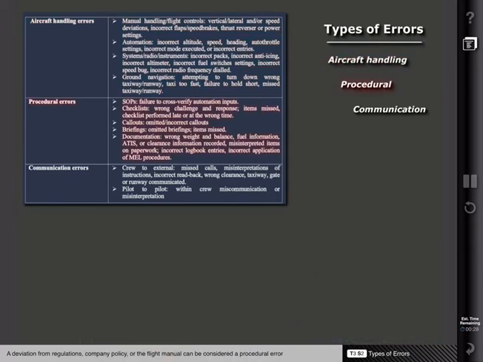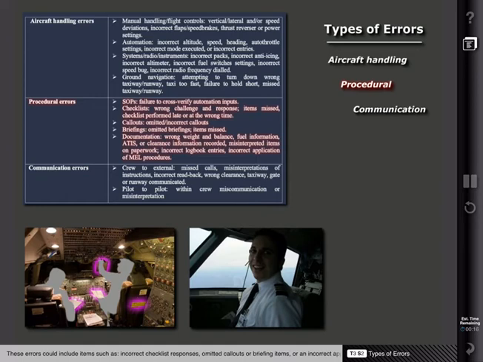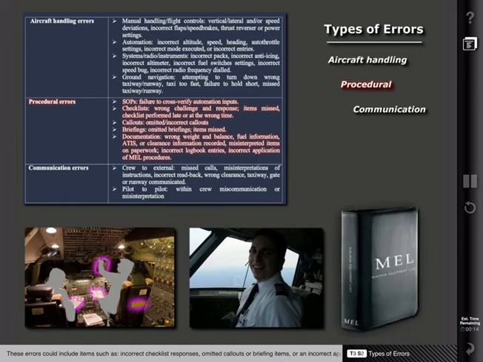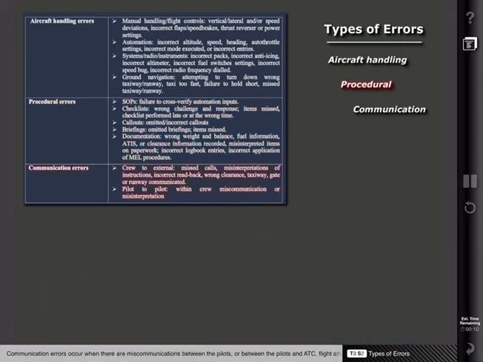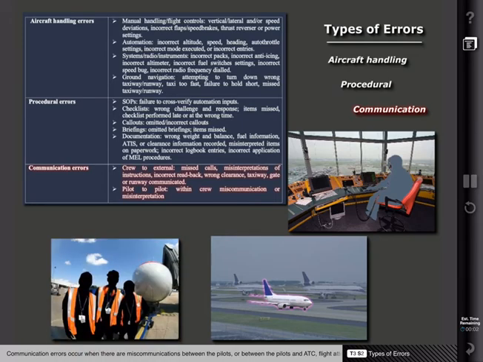A deviation from regulations, company policy, or the flight manual can be considered a procedural error. These errors could include items such as incorrect checklist responses, omitted callouts or briefing items, or an incorrect application of an MEL procedure. Communication errors occur when there are miscommunications between the pilots, or between the pilots and ATC, flight attendants, or ground personnel.